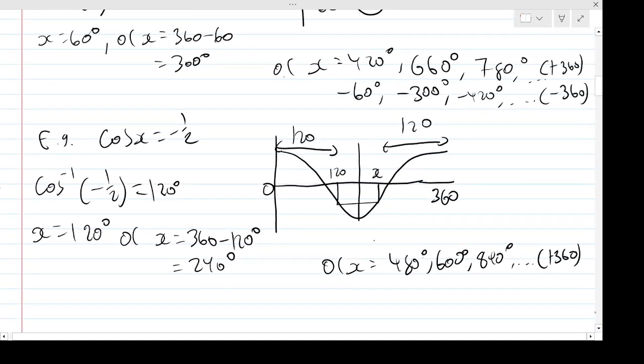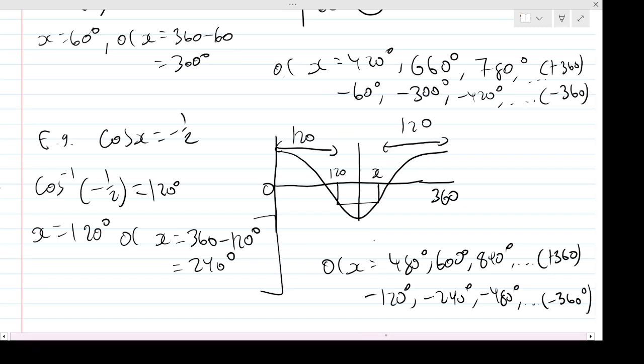Or you could even do it by subtracting 360 instead. For the other solutions, 240 take away 360 is going to be minus 120, and then 120 take away 360 would be minus 240. And if we did minus 120 take away another 360, that would get me minus 480, and so on. So I can get other solutions by adding or taking away 360 to these two numbers here. That will always be the step if cos is negative.